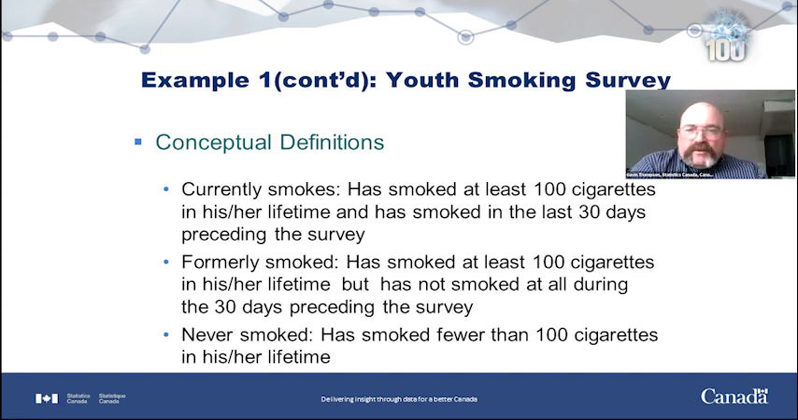Now, there are ways around this. So let's say we understood that there was going to be a consumption requirement, so a certain number of cigarettes, and there was going to be a time consumption, a certain period of time.